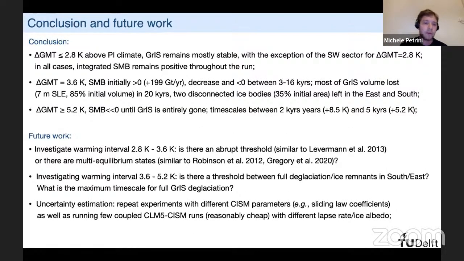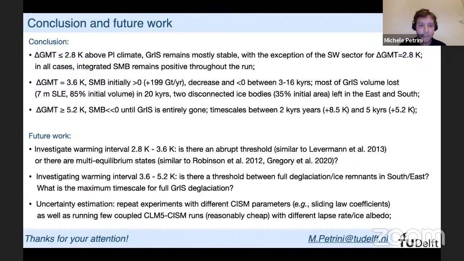This is just a wrap up of the results. Of course, we want to investigate better the warming interval between 2.8 and 3.6 Kelvin to find if there is an abrupt threshold or not, or there are multi-equilibrium states. And of course, also the interval between 3.6 and 5.2 is interesting. And we also need to do some uncertainty estimation. And yeah, that's it. Thank you.